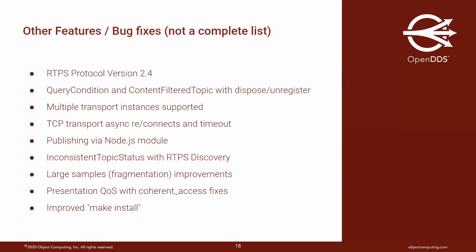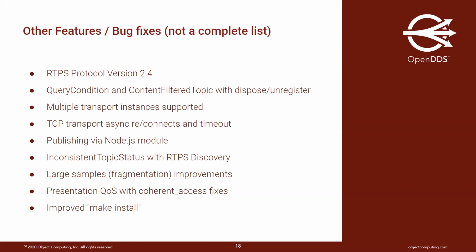So some other features and bug fixes. 3.14, obviously, is just a maintenance release of everything that's been happening in the OpenDDS repo since the previous release. So it has a number of different features and bug fixes that we've accumulated, including the RTPS protocol now being up to the latest published spec, which is protocol version 2.4. There are some improvements to query condition and content filtered topic.